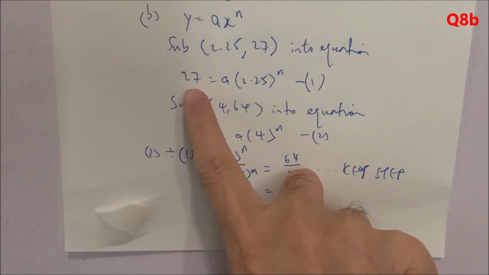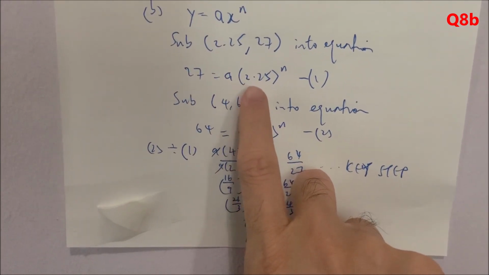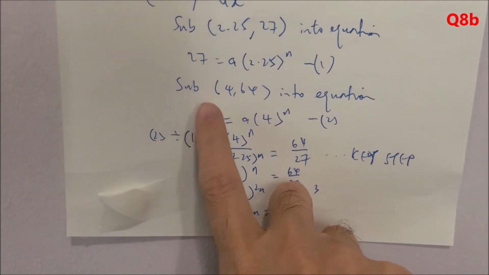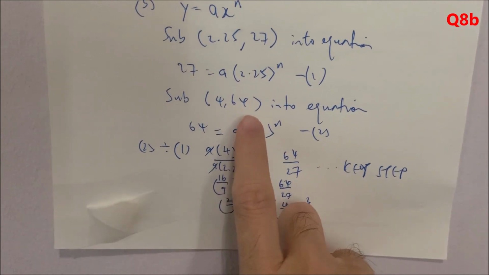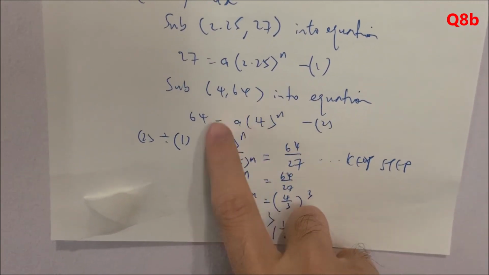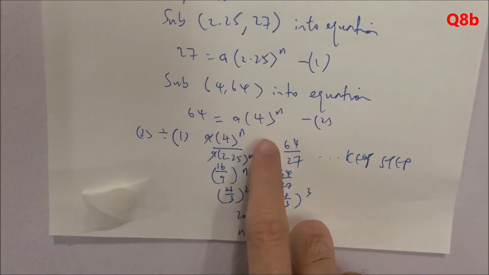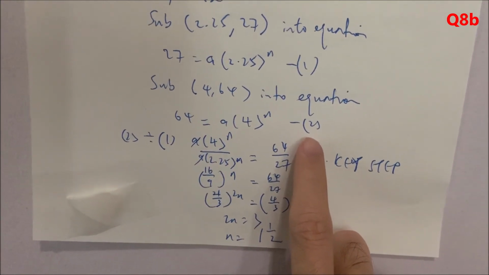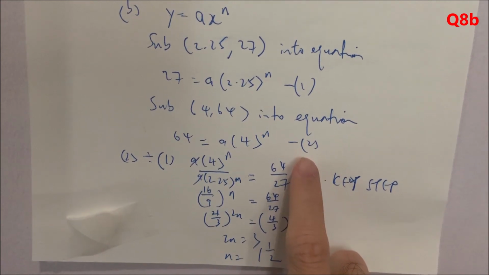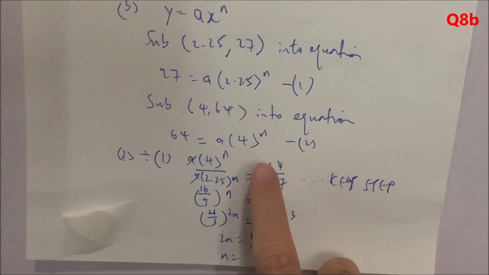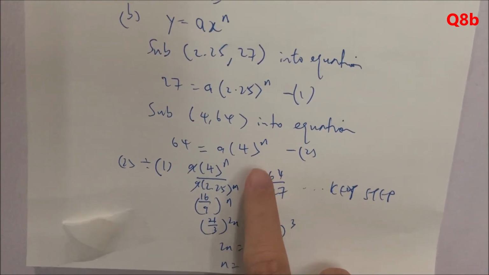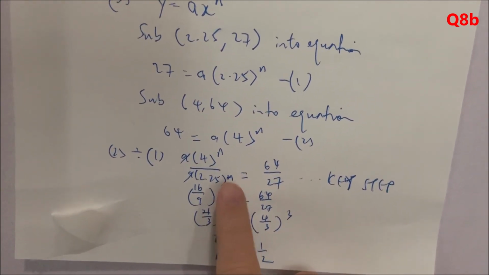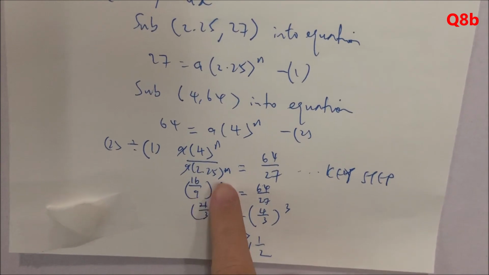Okay, and that you get 27 is a times 2.25 power n. That's equation 1. Similarly, you also given 4, 64. Sub that into the equation as well. So 64 is the y value, 4 is the x value. Just put it in and get 64 is a 4 to the power n. So now the key to this question, of course, is in order to solve for a and n, the fastest way to get rid of one of the unknowns is actually to do divide. This is the key step in the whole question.